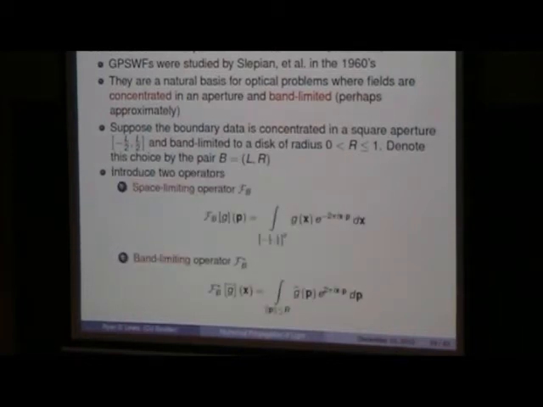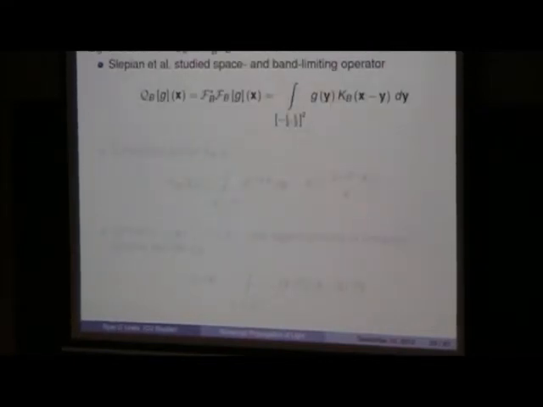So now you introduce two operators. The first is this space-limiting operator, which looks like a Fourier transform, but it's restricted to the square aperture. And the second operator is the so-called band-limiting operator, which looks like an inverse Fourier transform, but it's restricted to the disk of radius r. Now we want to look at the so-called space and band-limiting operator, which is the product of these two things. We call that operator Q.